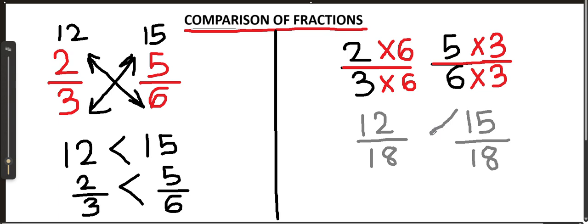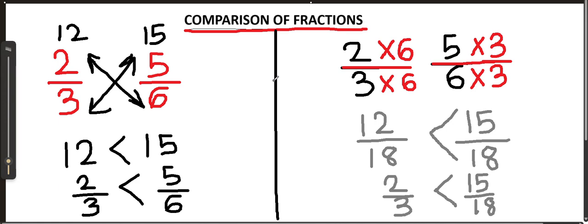So 15/18 is the greater fraction. 12/18 is less than 15/18. Thereby 2/3 is less than 5/6. So this is our final answer.